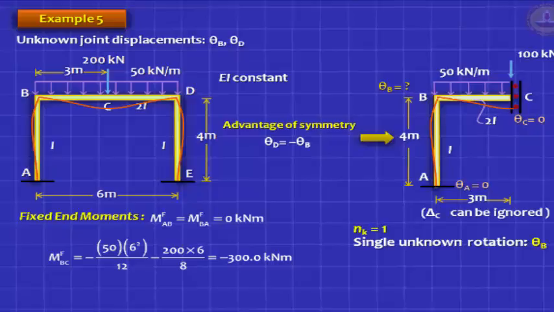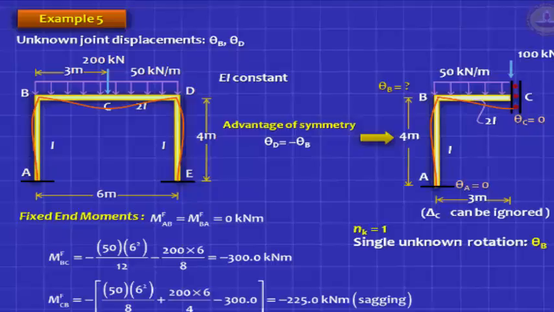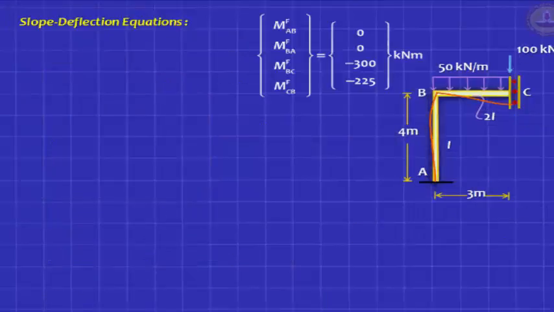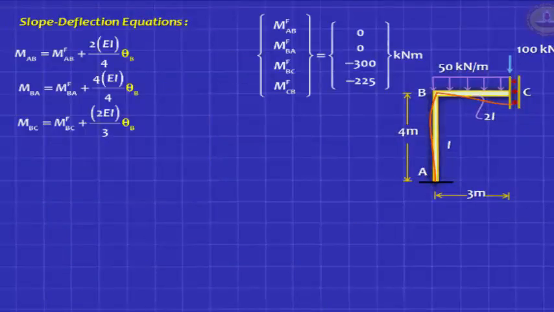And once you have MFBC, you can have MFCB also. Remember how to do that? Get the sagging moment in the simply supported beam and subtract the fixed end moment and put a negative sign because it's anti-clockwise. This you must be able to do. So I've got MFBC as minus 300.0 kilonewton meter, MFCB as minus 225.0 kilonewton meter. I hope you're with me.